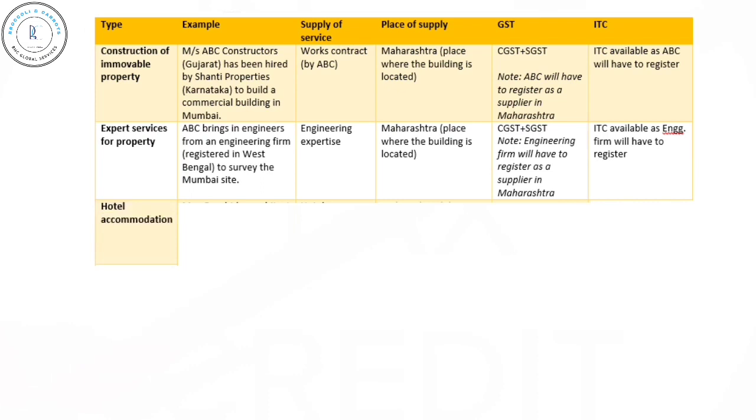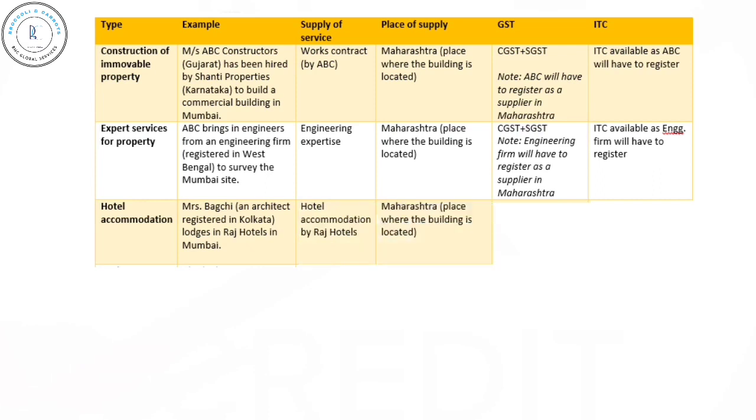Type. Hotel accommodation. Example. Mrs. Bagchi, an architect registered in Kolkata, lodges in Raj Hotels in Mumbai. Supply of service. Hotel accommodation by Raj Hotels. Place of supply. Maharashtra, place where the building is located. GST. CGST plus SGST. ITC. No ITC, if Mrs. Bagchi is not registered in Mumbai.